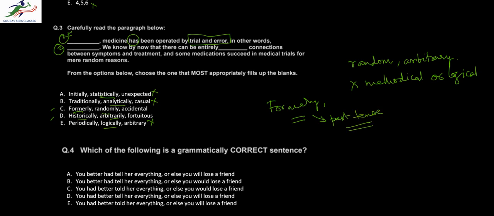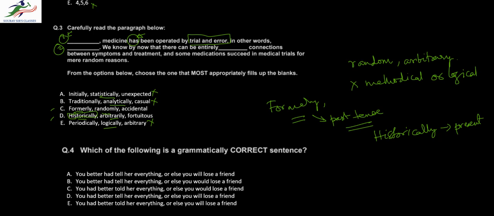So therefore, if I say formally, then medicine was being operated by trial and error would have been the correct sentence. Since this is a present tense, formally cannot fit in. So historically is the correct word. Historically, medicine has been operated by trial and error. Historically means it has been done in the past and it is still being done right now. So historically can come with a present tense. That means it is still being done.